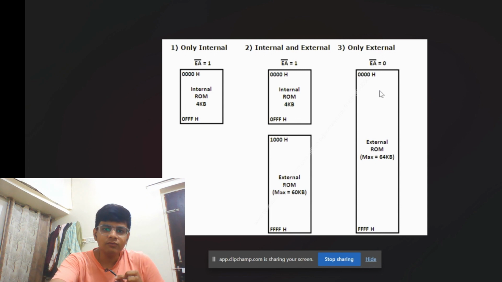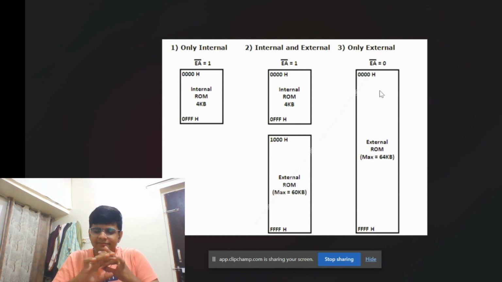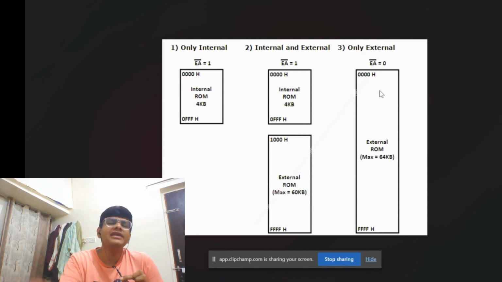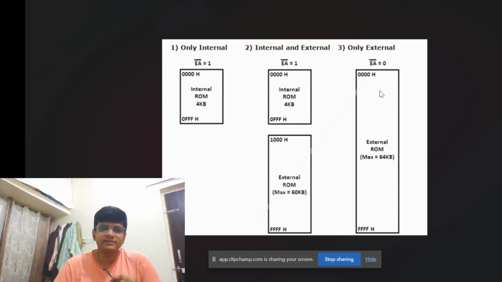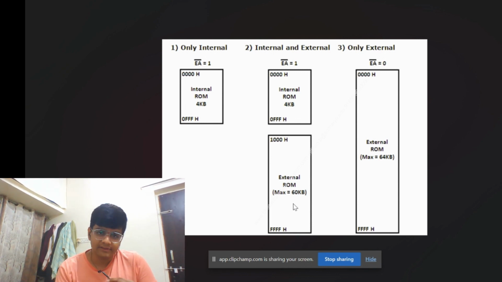So you can clearly set up in your mind that when EA bar equals 1, at that time we only use internal ROM. Because we don't have permission from the processor to use external ROM. We cannot decide it on our own. After all, the processor is the topmost authority in the controller.